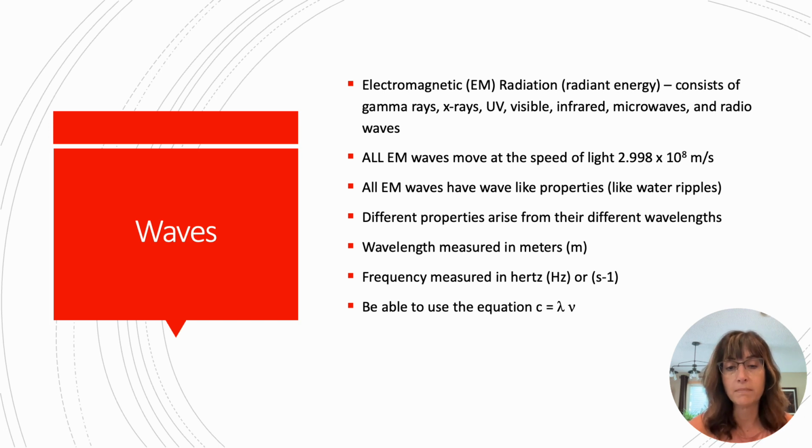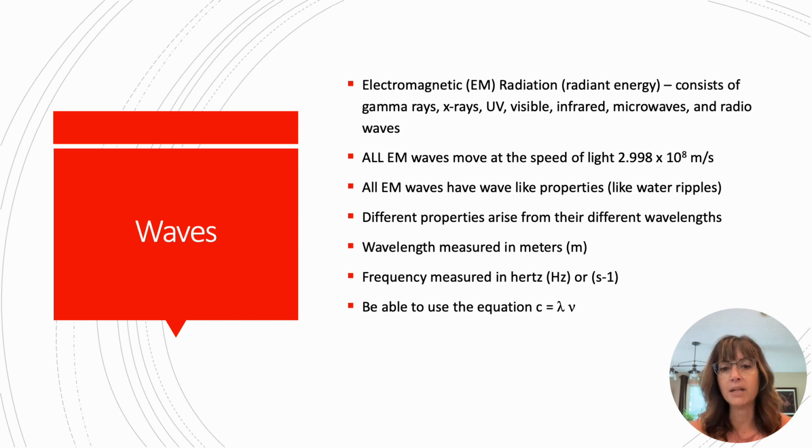All electromagnetic waves move at the same speed, which is the speed of light, 3 times 10 to the 8th meters per second. AP Chemistry in your textbook are a little bit more specific, 2.998, but typically in a physics classroom, we just say 3 times 10 to the 8th. All electromagnetic waves have wave-like properties. And if you can't picture a wave, picture dropping a stone on water and the water just ripples. Gives you an idea of a wave. There are different properties arising from different wavelengths, and we'll get into that more later on.